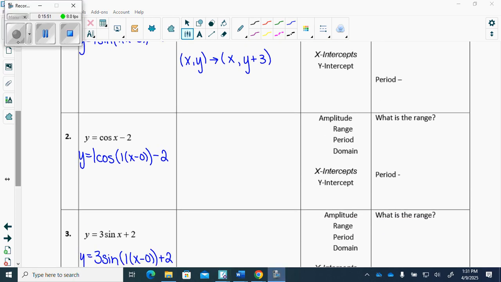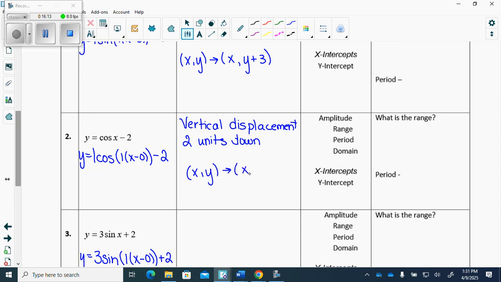This one has a vertical what? Vertical what? Displacement. Check and see if you wrote translation, because you ain't right. Vertical displacement, 2 units down. Mapping x, y becomes x comma y minus 2.